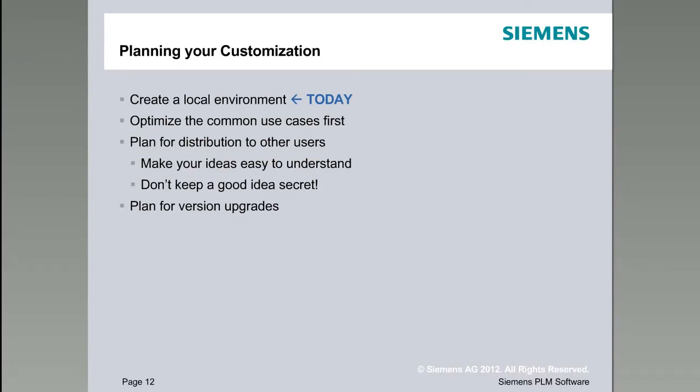You also want to plan ahead for distribution. If you can make a great operation, a great process, don't keep it to yourself. Make it so other people can use it, other people can understand it, and find a way to distribute it, so that everybody can get their hands on it. The last thing is you need to plan ahead for version upgrades. We'll get into that a little later. But when a new release comes out, you can migrate this sandbox onto the new release and merge your changes in. So that's the conclusion of my presentation.